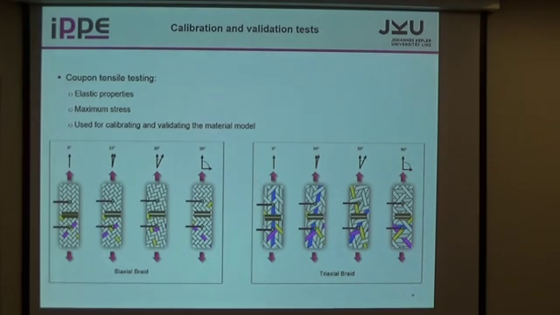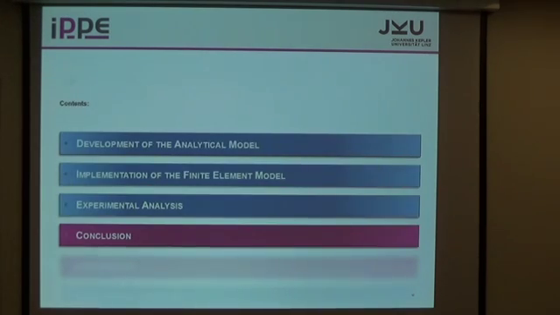In order to calibrate whatever results we got out of this, we had flat coupons cut from braided rectangular cross-sections. You can braid those rectangular cross-sections. We had flat coupons for both biaxial and triaxial braids, and we compared these results with our numerical prediction, as well as torsion tests.